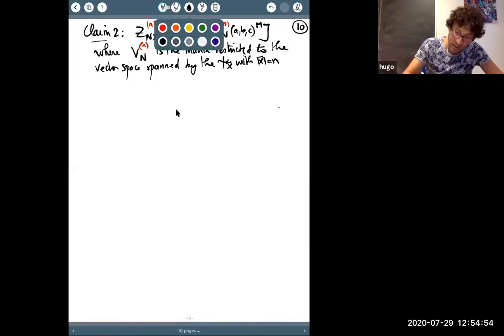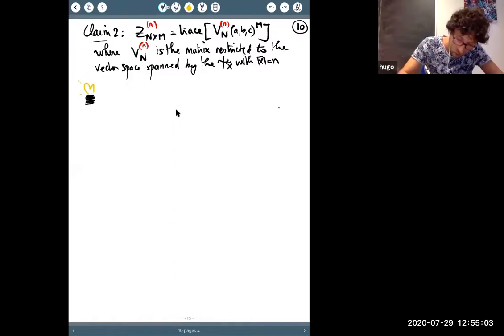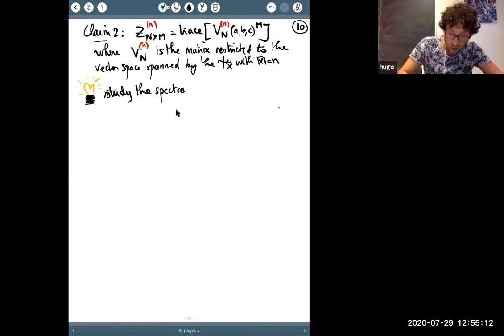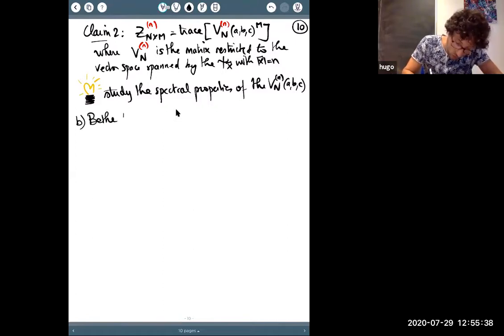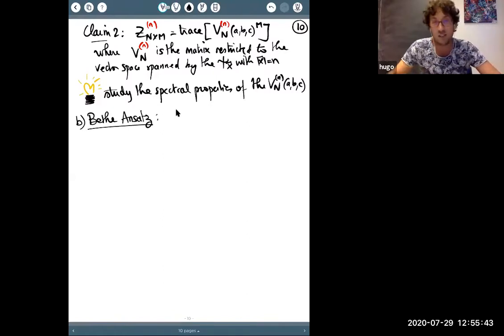Okay, so from these two claims, it becomes completely obvious that what one wants to do is to study the spectral properties of these matrices. More precisely, what you would like to understand is what is the largest eigenvalue in absolute value. Why? Because this is what is going to give you the rate of growth, and this trace is just going to be related to this matrix. Okay? And that's exactly what the Bethe ansatz is going to do. So Bethe ansatz, it's the following kind of recipe for computing the largest eigenvalue of this V capital N N. So let me give you the program, how you implement, if you were some kind of computer, how you implement the Bethe ansatz in our case.